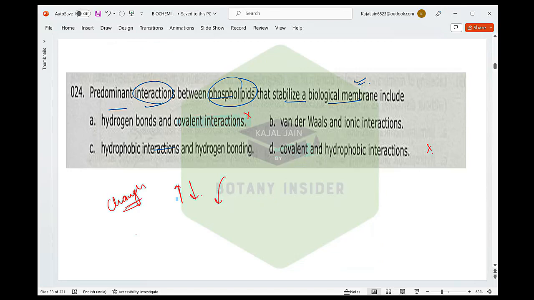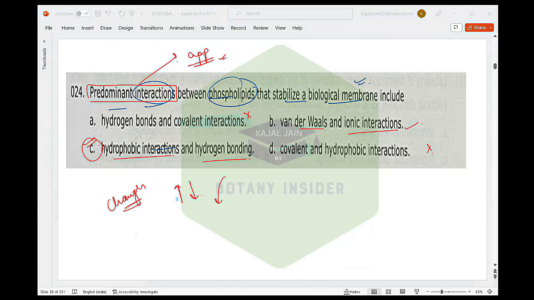Look into the second and the third one. The second option is van der Waals forces and ionic interaction. Then we have hydrophobic interactions and hydrogen bonding. Now if you remember, yesterday we had a discussion that hydrogen bonding is present in your proteins, right? Hydrogen bonding helps in stabilization of the protein. Now if it is helping in protein stabilization, for sure it would be helping in other stabilizations as well, right? The answer for this particular question would be option C itself, that is hydrophobic interactions and hydrogen bonding. The question is asking you about predominant interactions. Out of the four, you have to find the most appropriate answer.